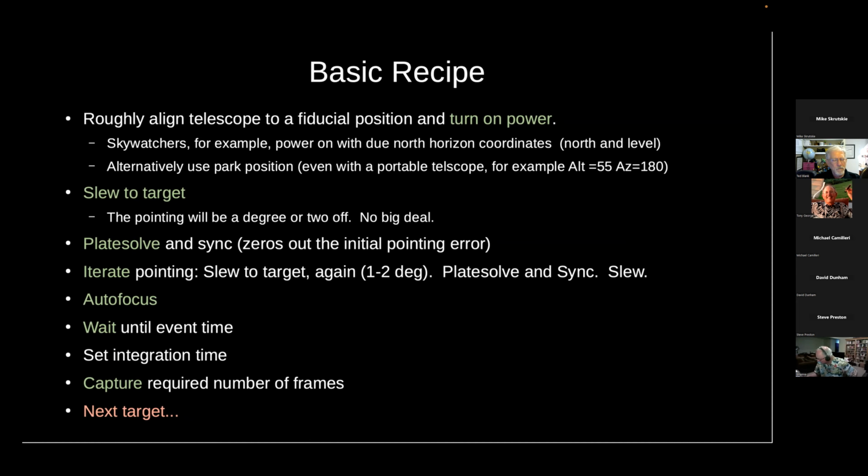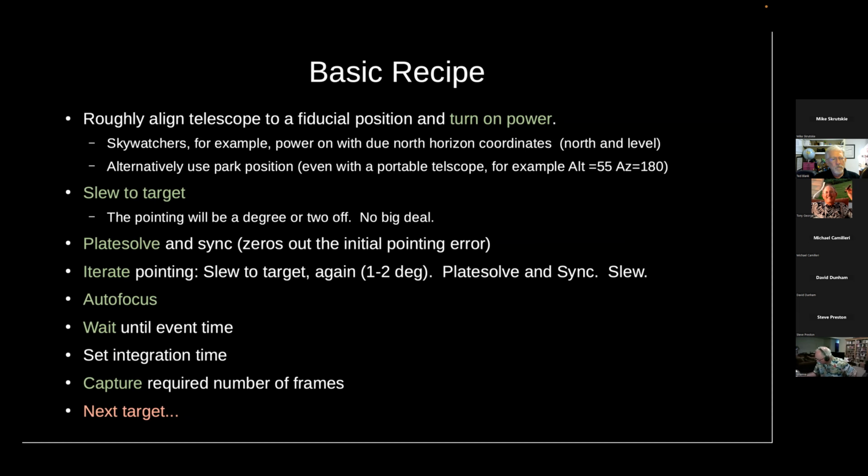So the steps, as it shows on the slide, you start with just a crude alignment of the telescope. Skywatcher telescopes, for example, are set up so when you power them up, they're expecting you to be pointed at the north horizon, due north. And so the paddle will come up with coordinates consistent with north and level on the horizon.